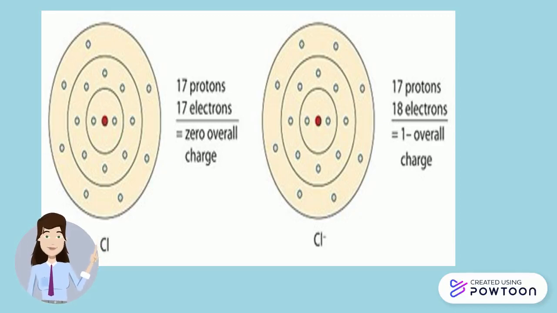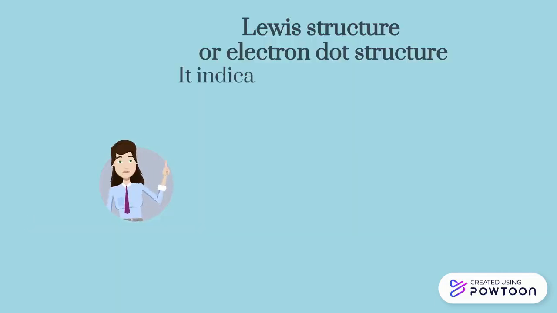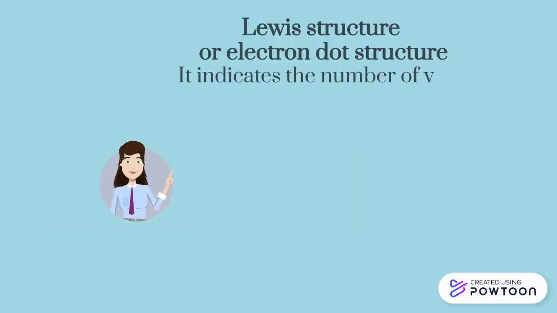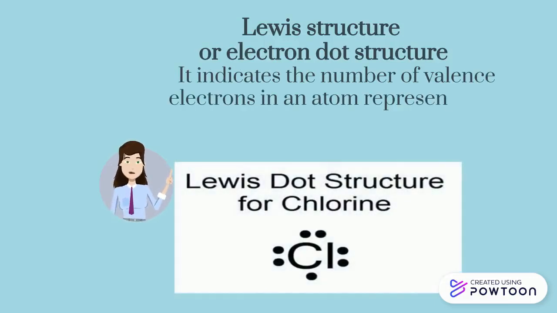This chlorine atom receives one electron to achieve its octet configuration, which creates a negatively charged anion. A useful tool for showing the ionic bond formation of atoms is the Lewis structure or electron dot structure.